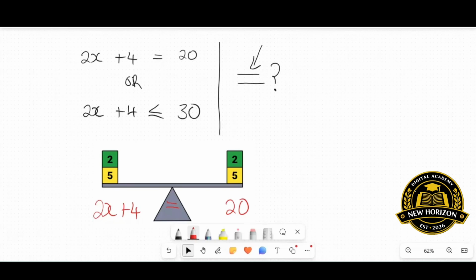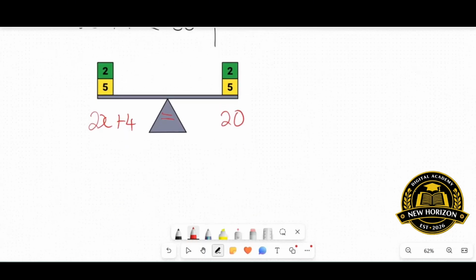You can now ask the kids, what would happen if I remove a 2 on one side? They'll be able to tell you what's going to happen. In this case, we want to isolate x, so we're going to start with the constant. We remove 4 on one side and we remove 4 on the other side. So now we're left on the left-hand side with what? With only 2x.